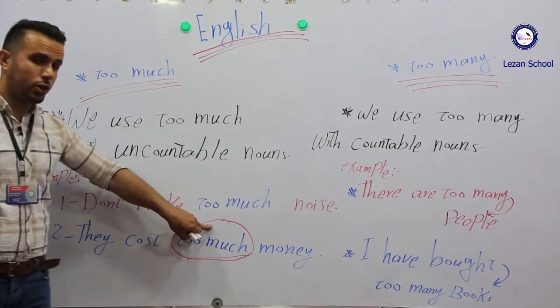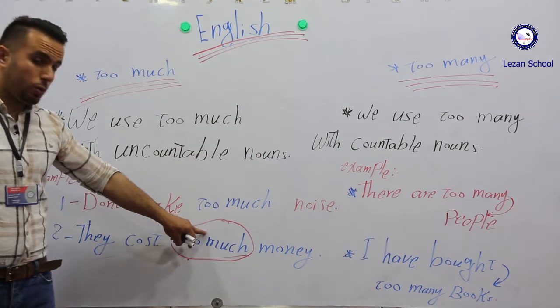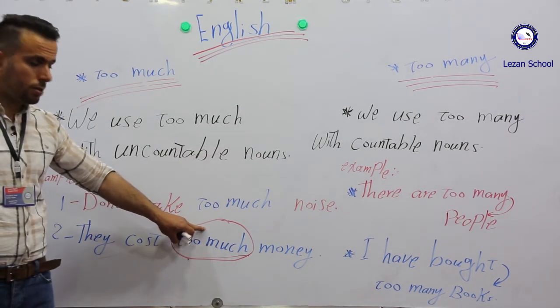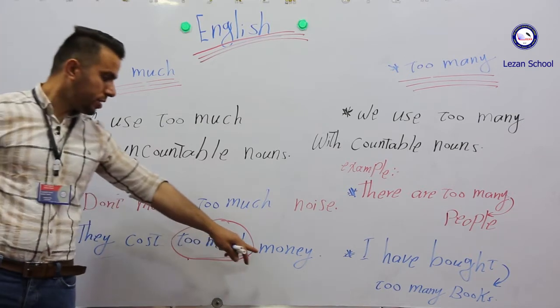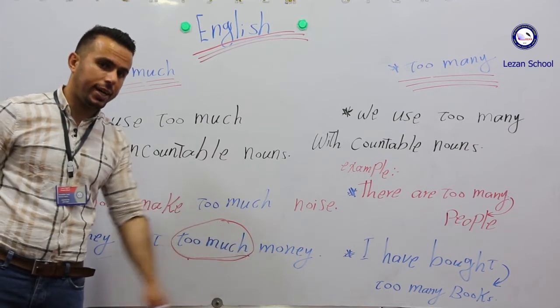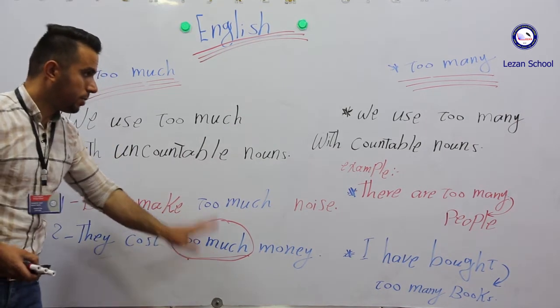For this circle, you will get 2 marks. 2 marks, because it's correct. Why is it correct? There is an uncountable noun after the dash. So we cannot count it. We have to use too much.